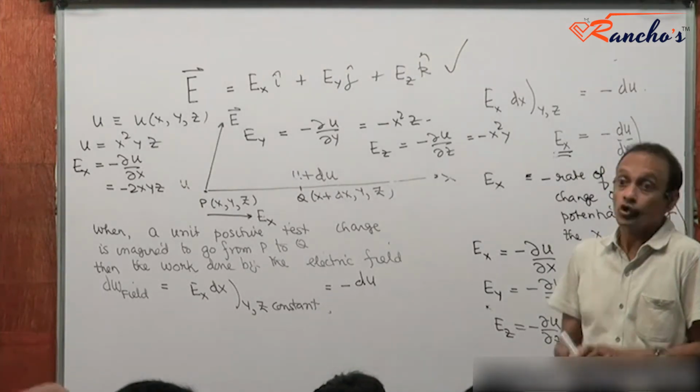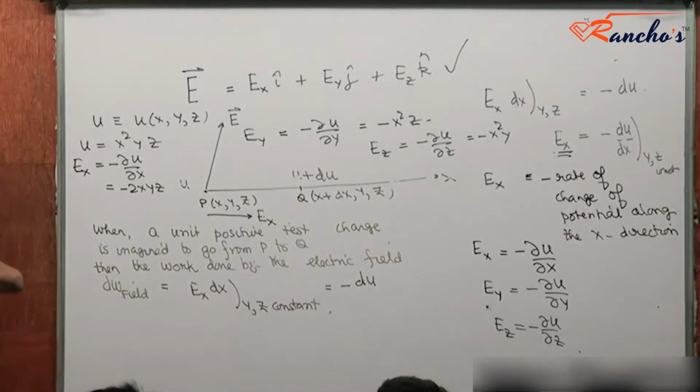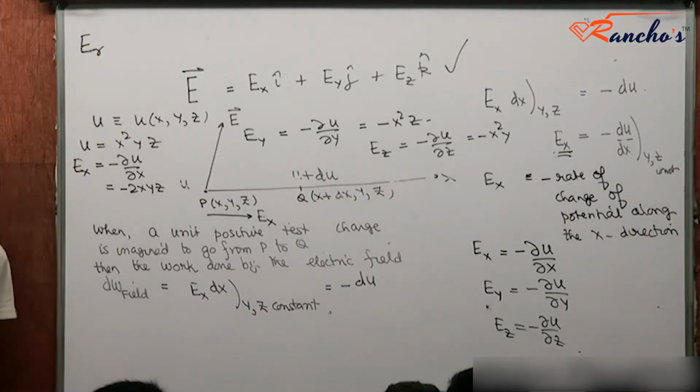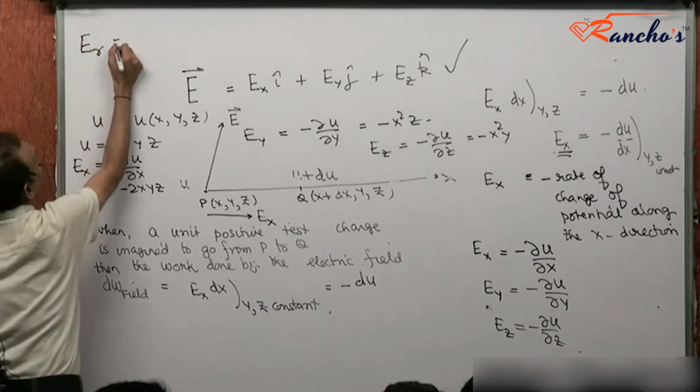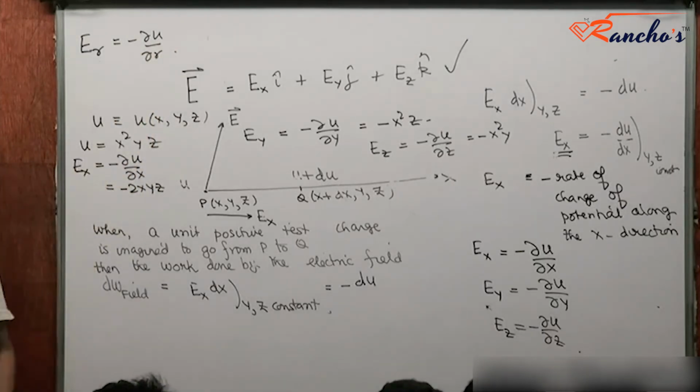Yes or no? So given the potentials at various points, you can find the electric field at any x, y, z by using this. In a very general sense, the electric field component in any direction r would be negative of the rate of change of potential in that direction.